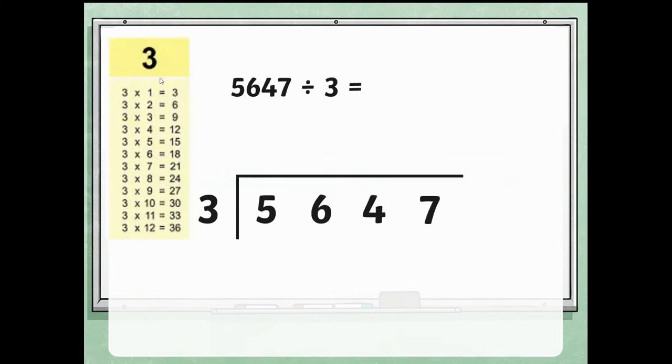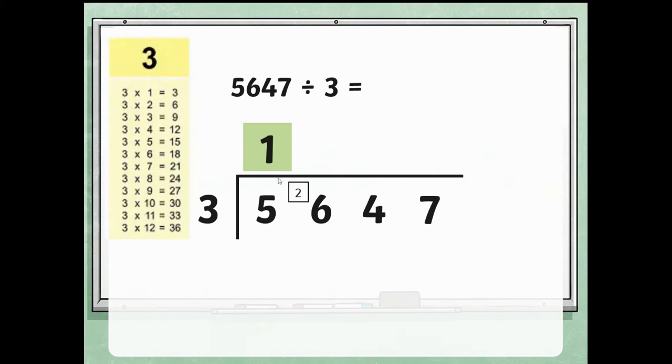Now, like we saw yesterday, it may be useful to write down your 3 times tables if you are not sure of them. Now I'm going to put my bus stop method like that, and I'm going to work through the problem. So how many groups of 3 go into 5? Well, there's one group of 3. You can see because 3 times 1 is equal to 3, so one group, remainder 2.